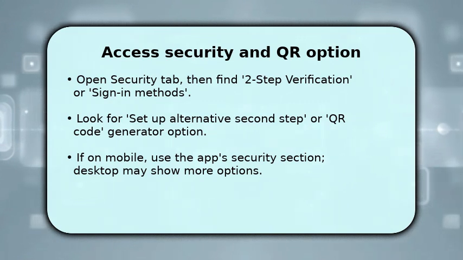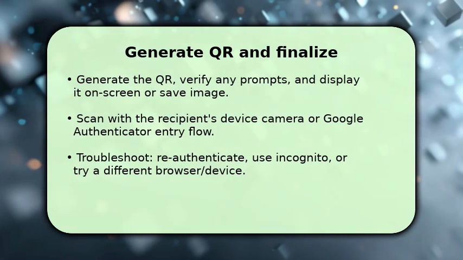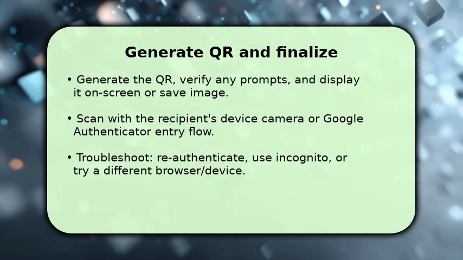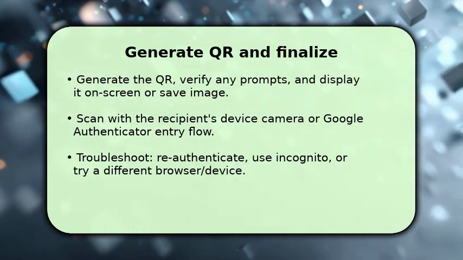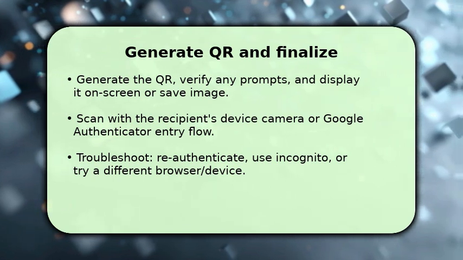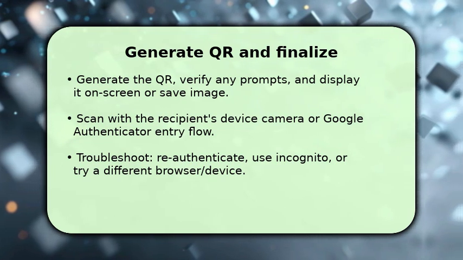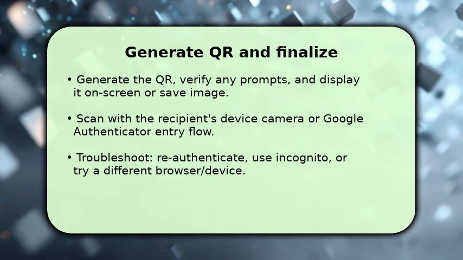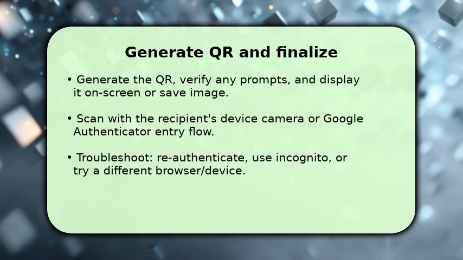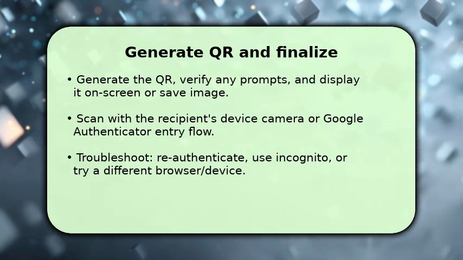Proceed to generate the live code for sharing. Now generate the QR code and validate any prompts. Google may request a final confirmation to display or download the image. Once visible, either save it securely or present it to the other device for scanning using a camera or authenticator app. Make sure the recipient scans before the code expires.